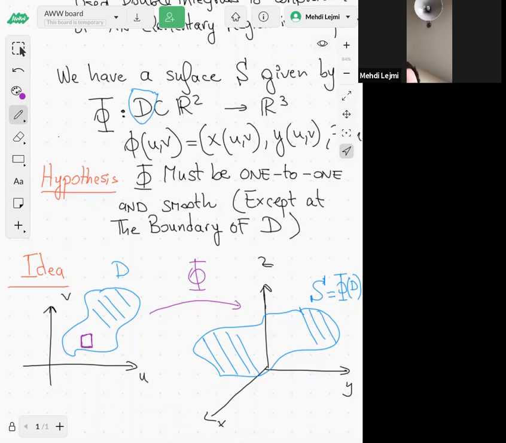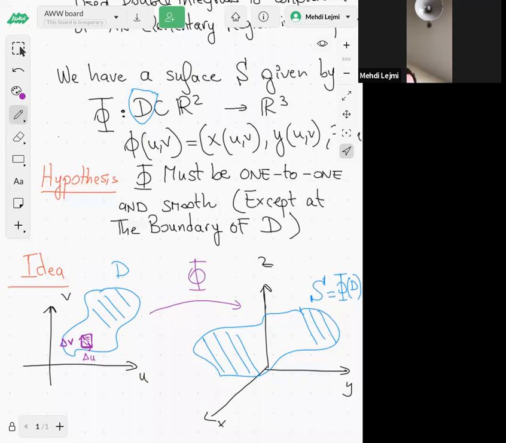You can imagine we have these two vectors. This side here, let's call it delta u, the length of this side is delta u, and the length of the other side here is delta v. So you have this very small rectangle with one side equal to delta u and the other side delta v. Now, what's the image of this rectangle by the function phi?